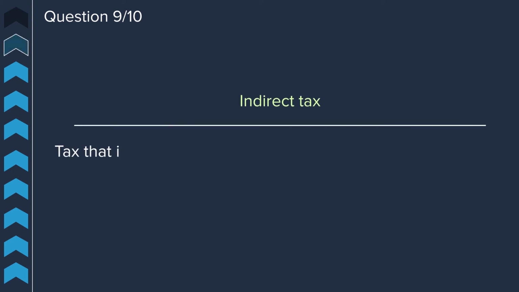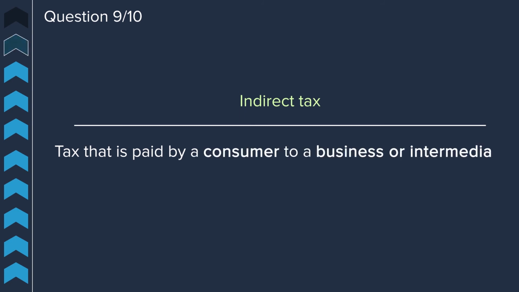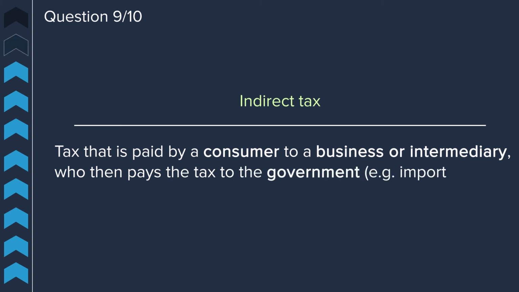Question 9. What is an indirect tax? An indirect tax is one that is paid by a consumer to a business or intermediary who then pays the tax to the government. For example, import duties, sales tax, cigarette tax, these are all examples of indirect taxes.